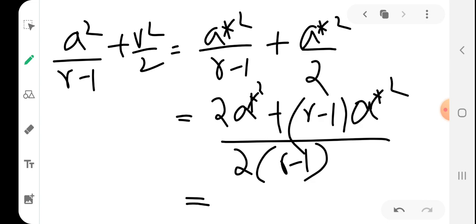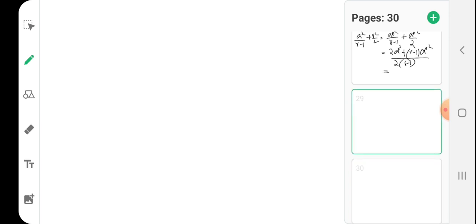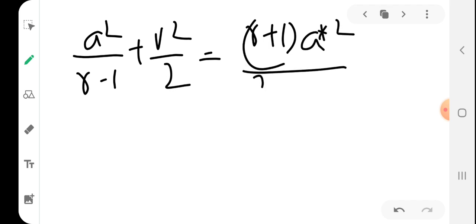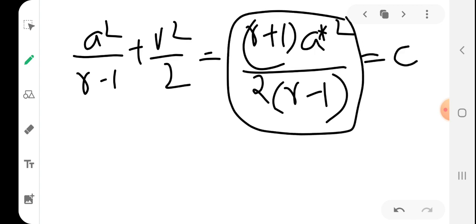If you simplify it, you will get a square by gamma minus 1 plus v square by 2 is equal to gamma plus 1 a star square by 2 gamma minus 1. This will be equal to a constant. So this is another term. So in general, the right hand side is the same, the left hand side is the same, the right hand side varies. So what can you write?